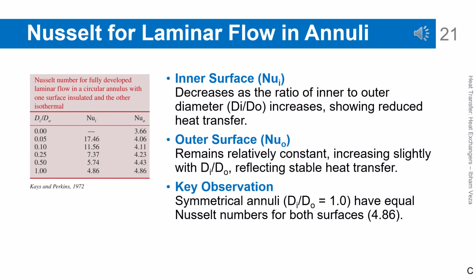The Nusselt number is used to represent the intensity of convective heat transfer. For laminar flow in annuli, the inner surface Nusselt number decreases as the inner to outer diameter ratio increases. In contrast, the outer surface Nusselt number remains relatively constant. Under symmetric conditions, both surfaces have the same Nusselt number. This information is important for detailed analysis of double-pipe heat exchangers.